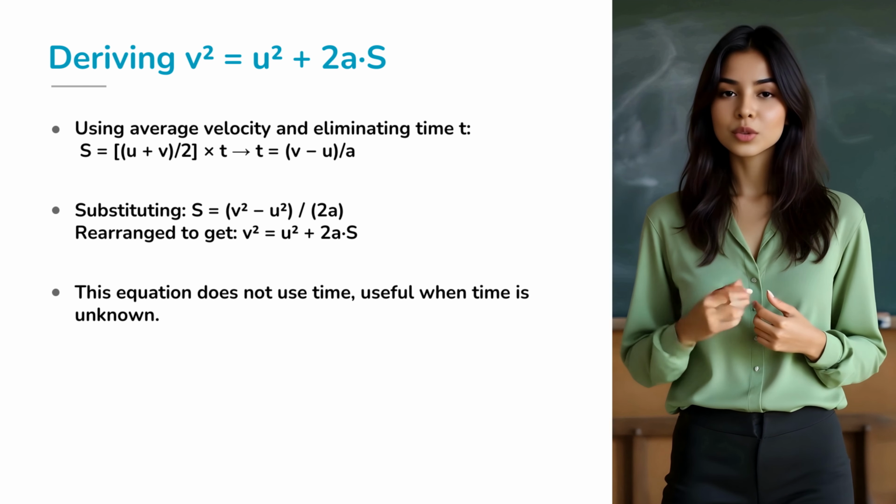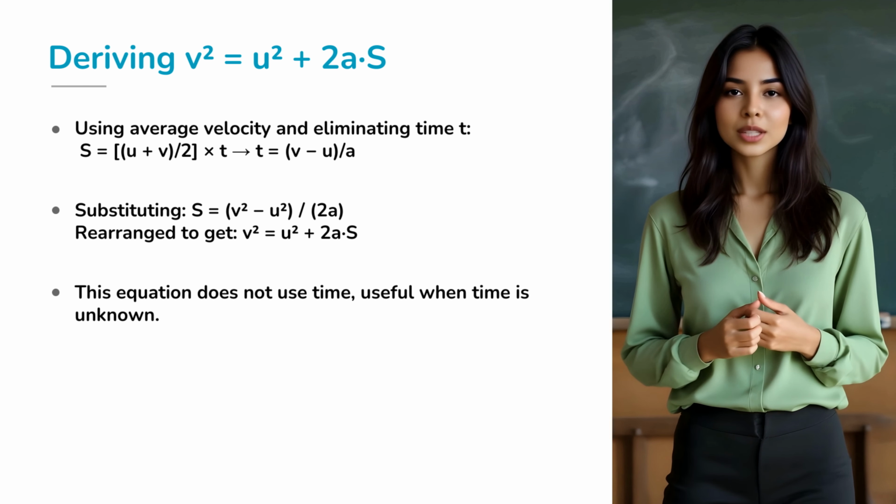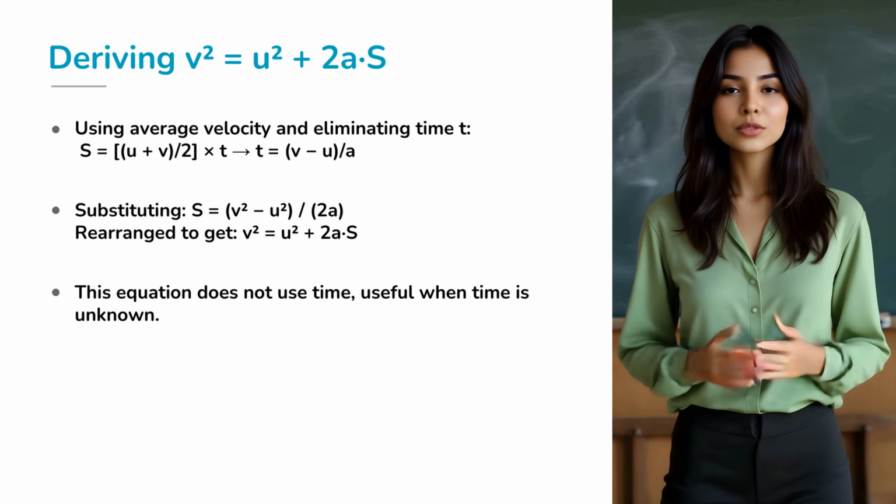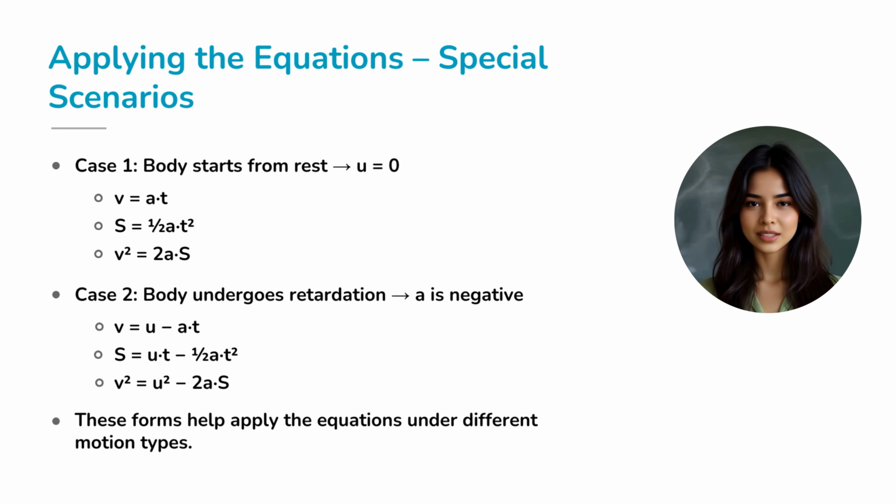This equation is useful when time isn't given, like finding the speed of a ball just before it hits the ground after falling a certain distance. Let's now explore how these equations adjust in special cases, like when the motion starts from rest or when the body slows down. Case 1. When the body starts from rest. That means u equals 0. Then the equations simplify to v equals a into t, s equals 1 by 2 at squared, v squared equals 2as.